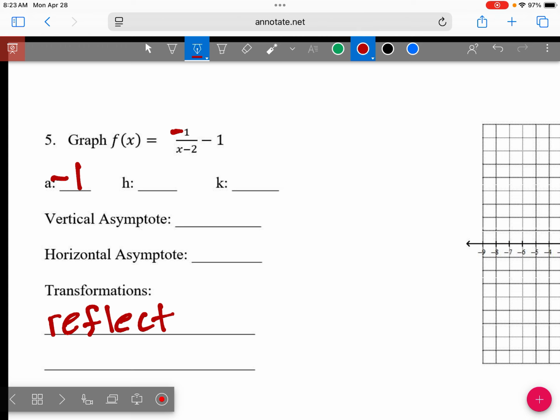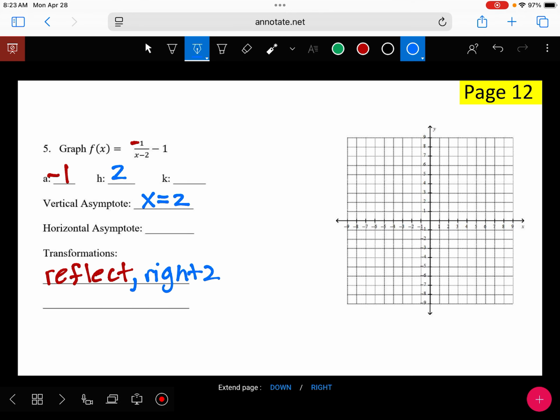Hajar, what do you think H is? +2. Good job. So that means we have a vertical asymptote at x equals 2, and it's going to go right 2. So pick up one of your colored pencils. Draw in a vertical line at +2. It could be a dashed line or a solid line. I usually just do them dashed though.